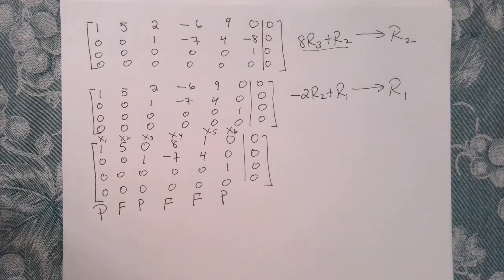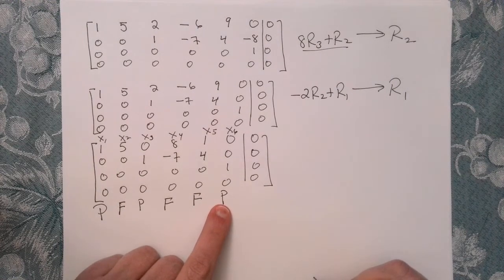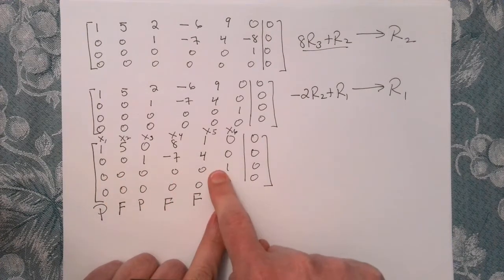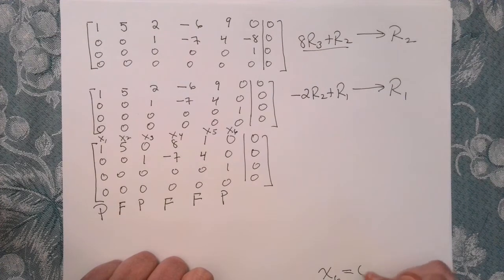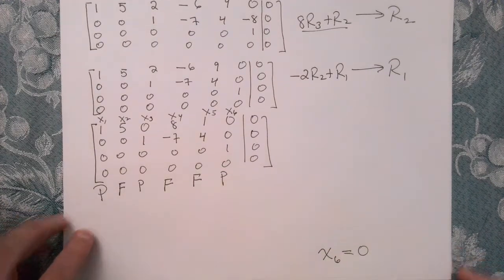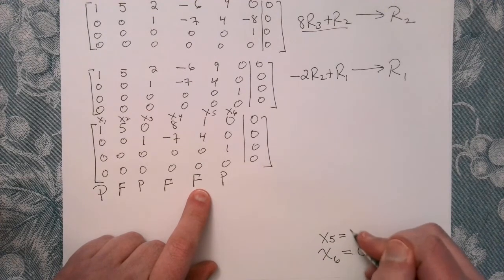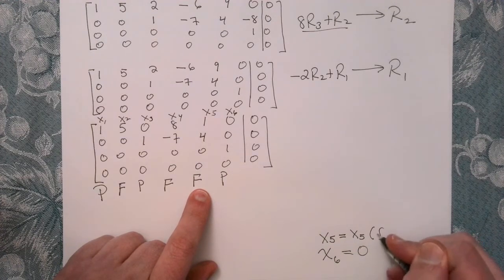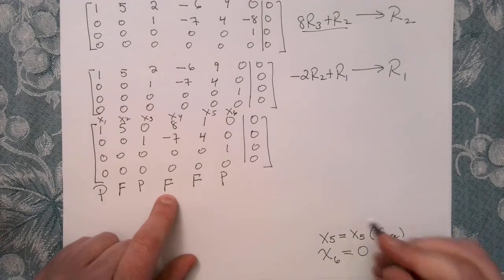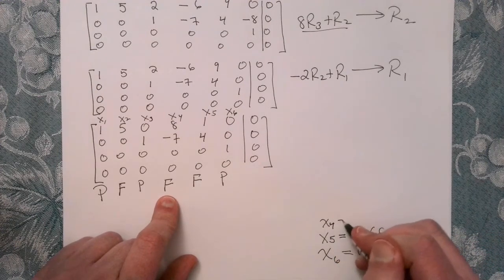Okay, so now we want to write out the solutions, then give a vector, and then break it up into parametric vector form. Okay, so let's talk solutions. So x6 is, let's see here. So that's a pivot, it's not free. So just read this. It says that x6 is 0. Okay, so x5 is free. So x5 equals x5. x4 is a free variable. So x4 is equal to x4.